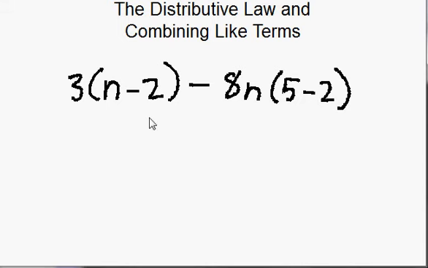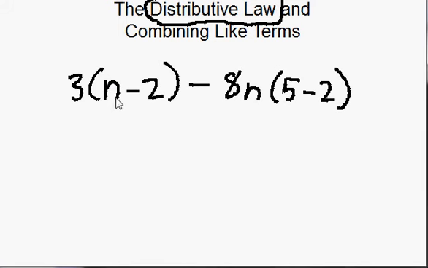So the first thing to do when you're combining like terms is you got to multiply out the parentheses and get rid of them. Okay? And that's using the distributive law. You remember what the distributive law says? It says that if I've got something multiplied on the outside of the parentheses, I can distribute it through on the inside by multiplying by each one.